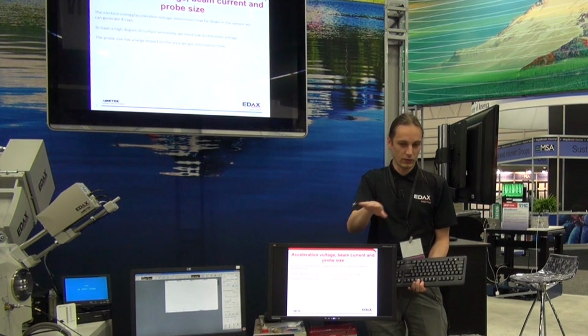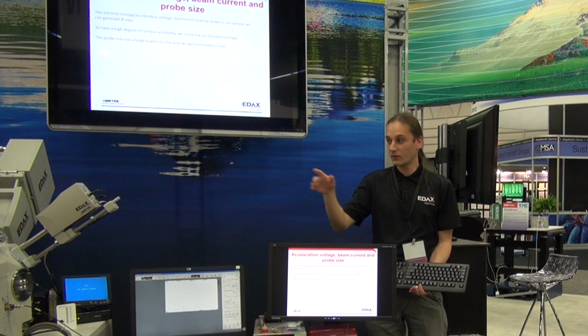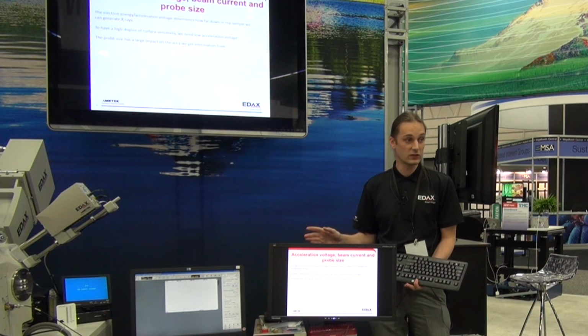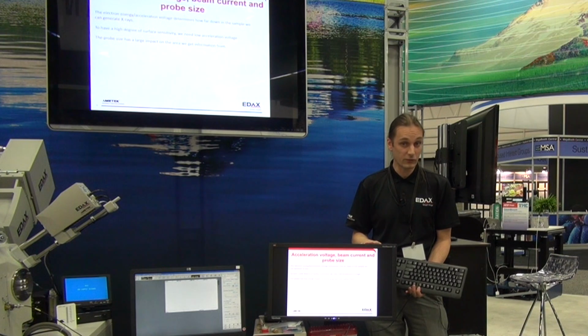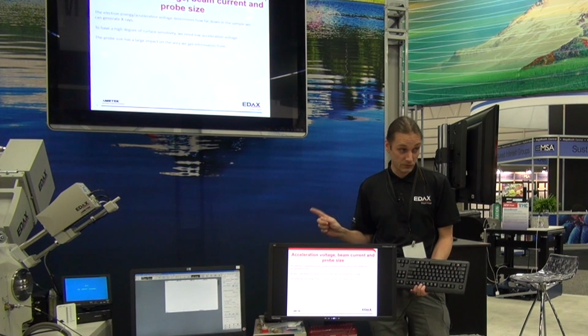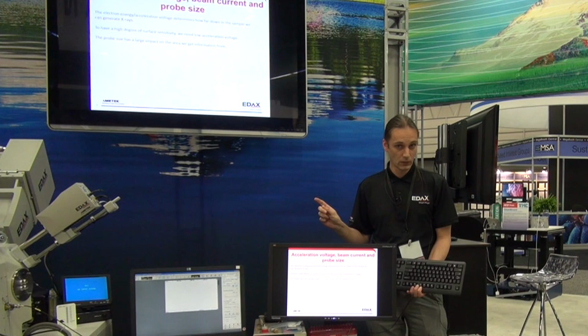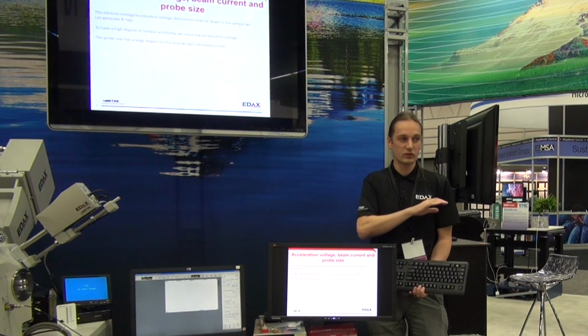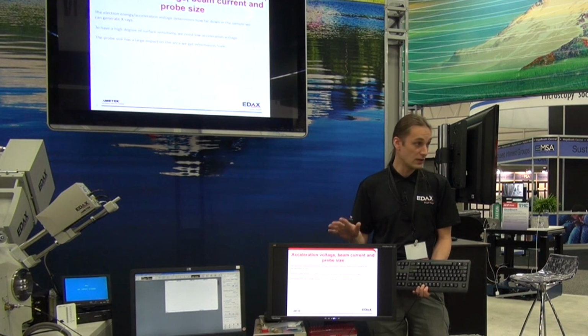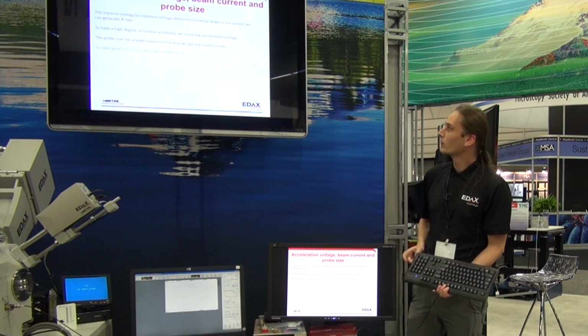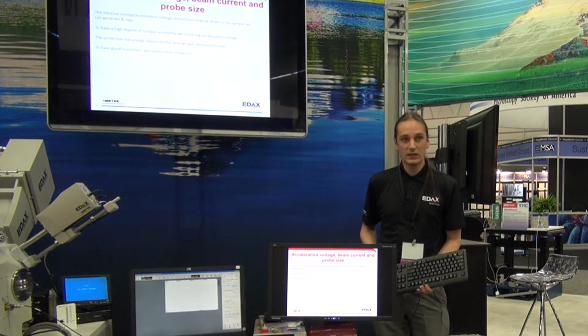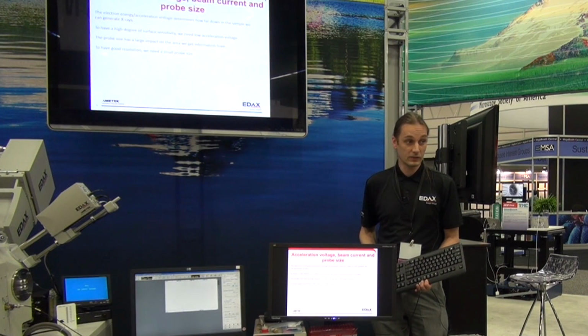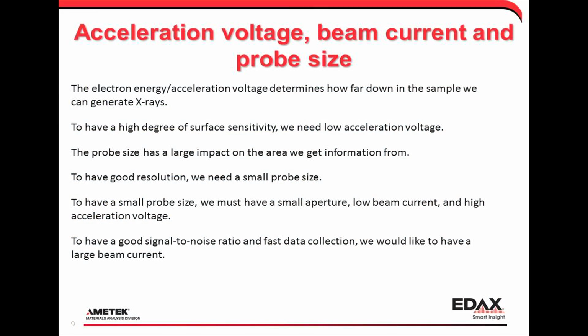The spatial, the 2D resolution, what we normally think of as resolution when we look at an SEM image, in the EDS images, X-ray maps, is also limited by the probe size, not the acceleration voltage. So if I have a large probe, my images are going to be smeared just as they are in the SEM. So, for good resolution, both EDS and SEM, we need a small probe size. To have a small probe size, what you do normally in an SEM is go to a small aperture, low beam current, high acceleration voltage.